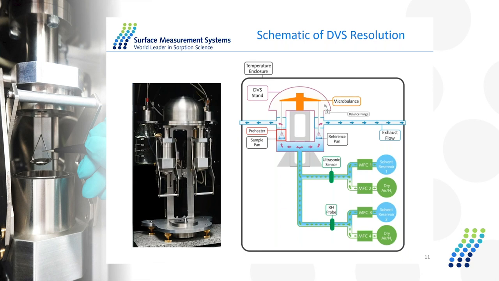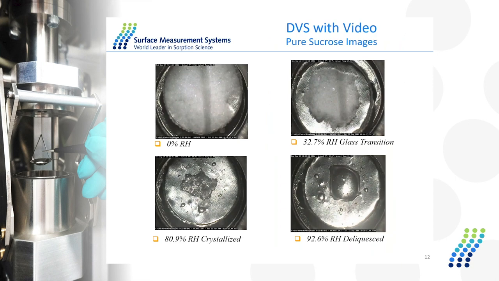Or we can also add a camera at the same position to take some sample images during the experiment to record any change in color or any change in form at different conditions. And here's an example with the sugar sample from the ramping experiment from 0 to 98%, where the sucrose will change form from the crystallized state, go through the glass transition, the crystallization, as well as changing into the liquid form at the end.